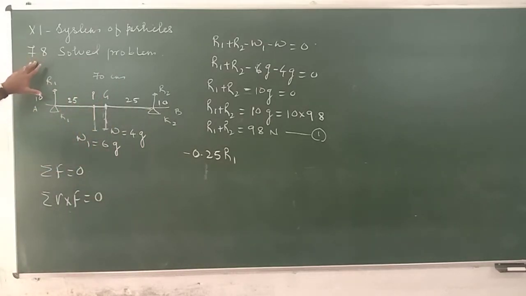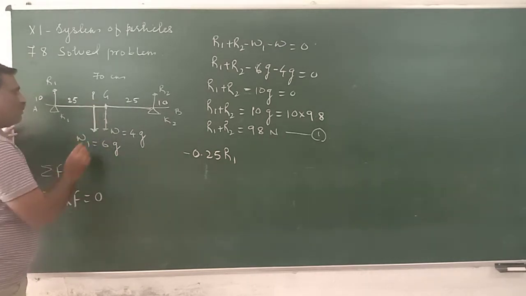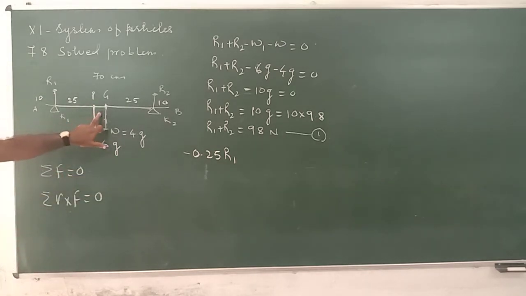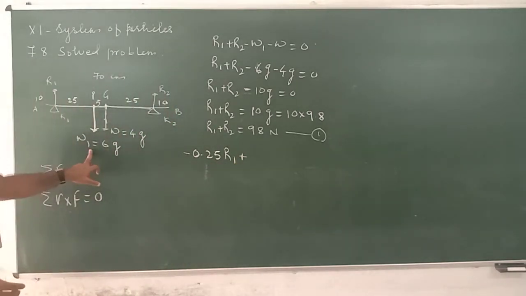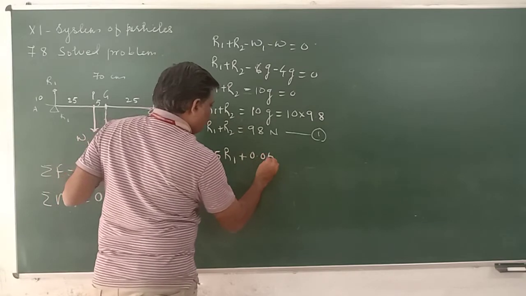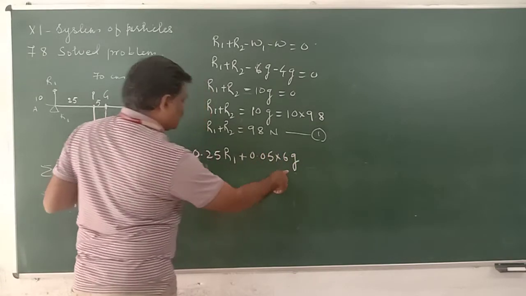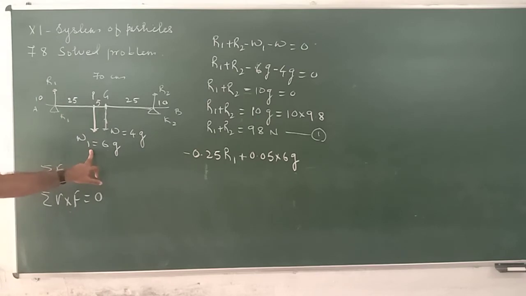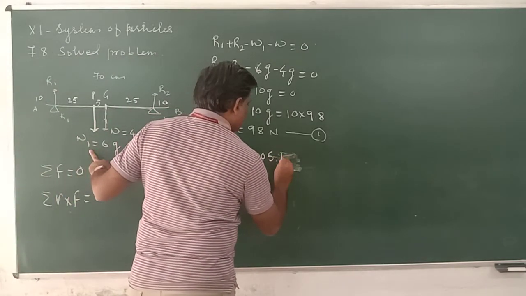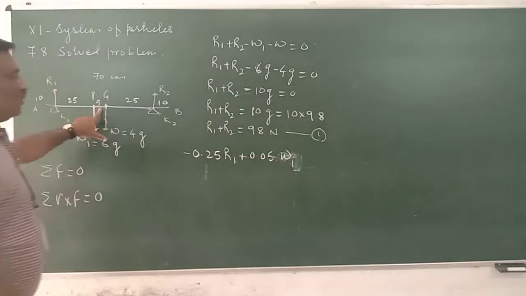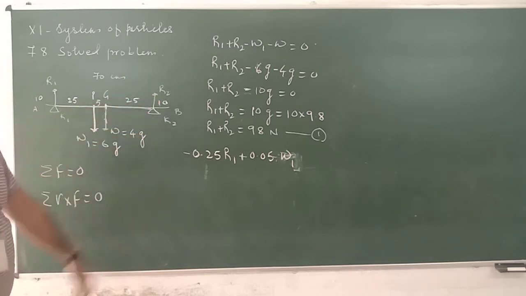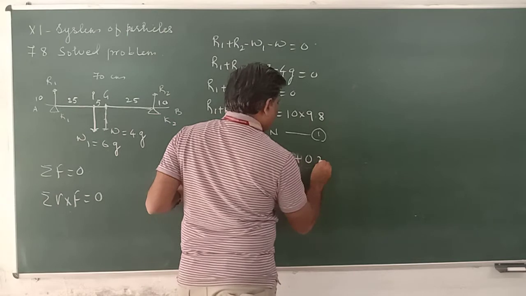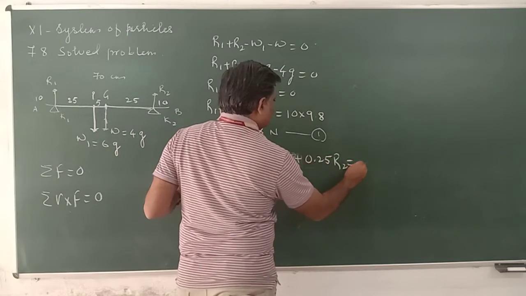In this one, W1 is downward and it is towards this side. So W1 is negative and the distance is also negative. This distance is 5 centimeter. Therefore both of them become plus: 0.05 into 6 into g, which becomes plus. Now G is at the origin, so 0 into W becomes 0. On this side R2 is positive and the distance is also positive, so it becomes plus 0.25 R2, which is equal to 0.